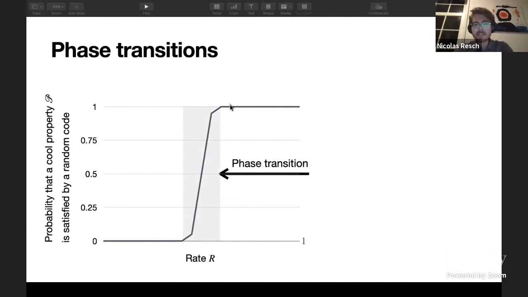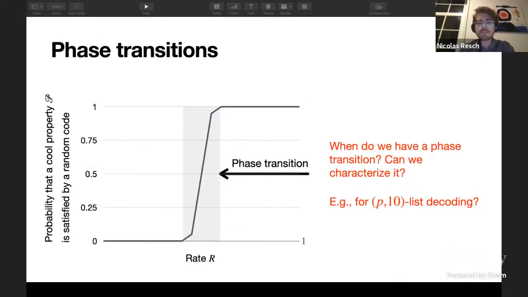While the list decoding capacity theorem gives us some information about these sorts of phase transitions, we could ask for more information. For example, what sort of properties would experience such a phase transition for random codes, and also can we compute this threshold rate where we go from the probability being very close to 0 to very close to 1? Say a motivating example where the list decoding capacity theorem doesn't tell us anything. What if we care about something like (p, 10) list decoding, where the list size is fixed to this constant 10? Can we say anything about what sort of threshold rate we could get? And do we even have this sort of sharp threshold?